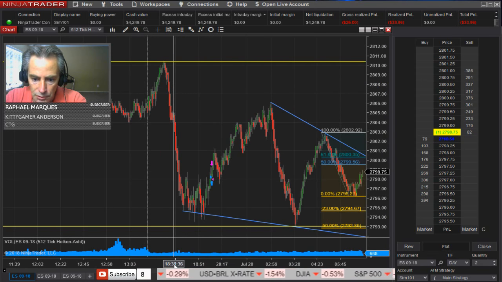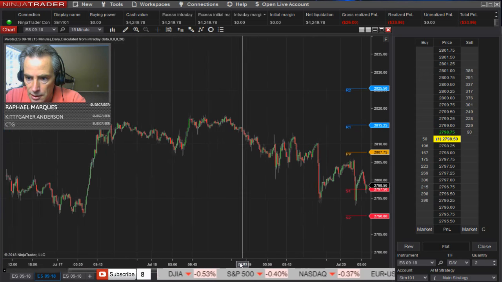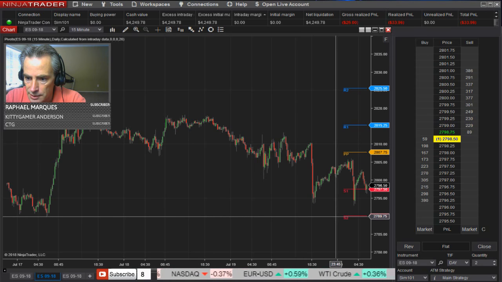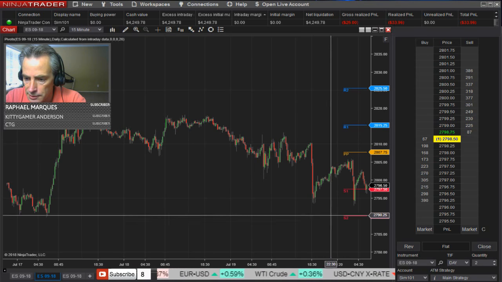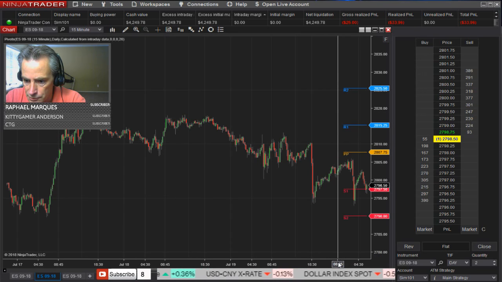Okay, so looking at our bigger time frame on the 15-minute chart, you'll notice I have some new markers here, and we're going to go over those after the first hour of trading. Those are pivot points. We're going to try to incorporate those into our strategy.